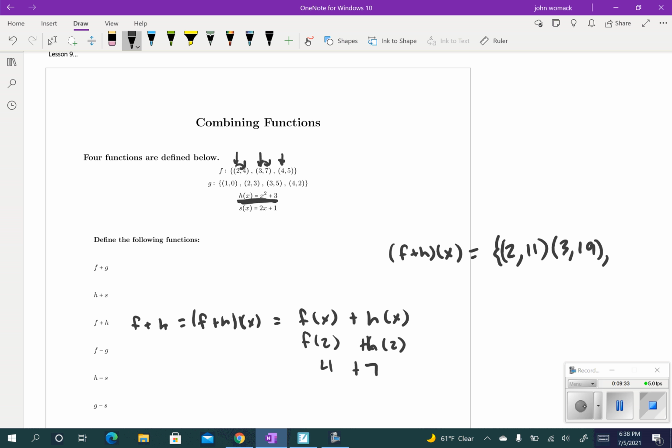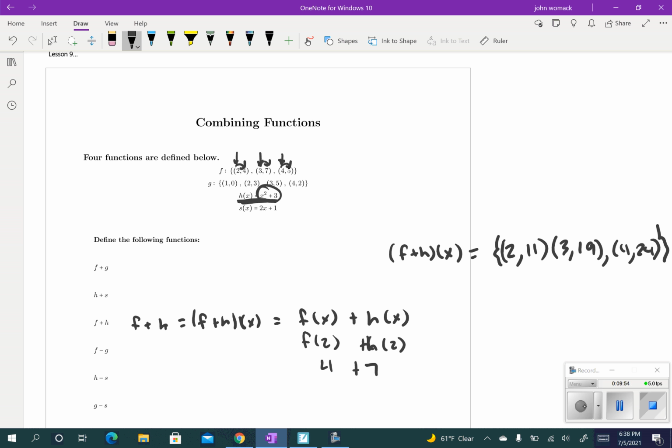If I plug 4 into f, I get 5 back out. If I plug 4 into here, 4 squared is 16, 16 plus 3 is 19. 19 plus 5 is 24. So I plug 4 in, I add them both together. So that is what f plus g of x is equal to.